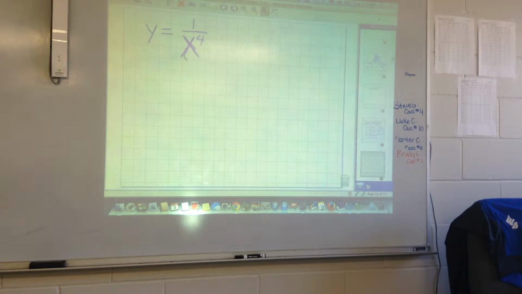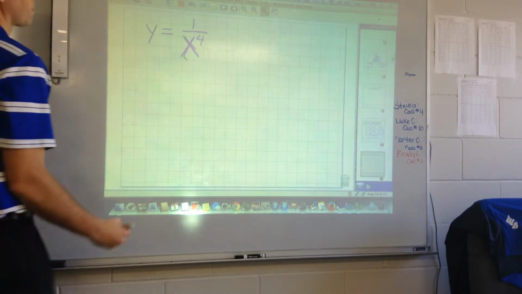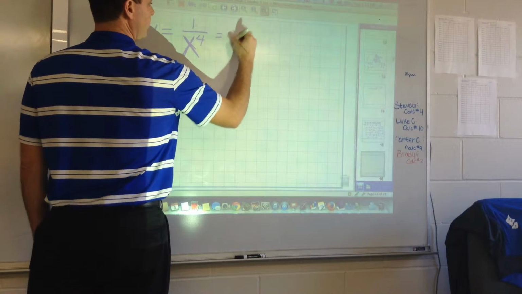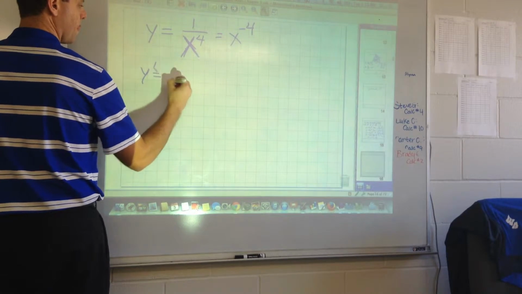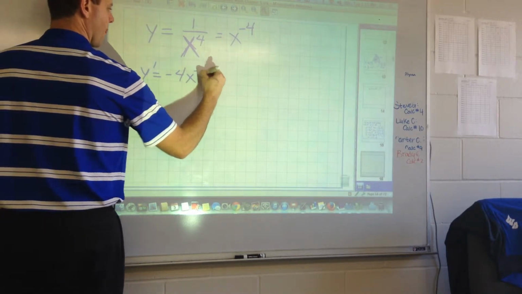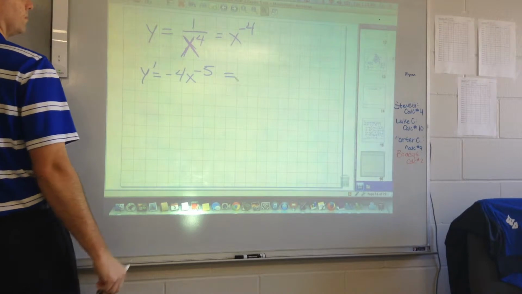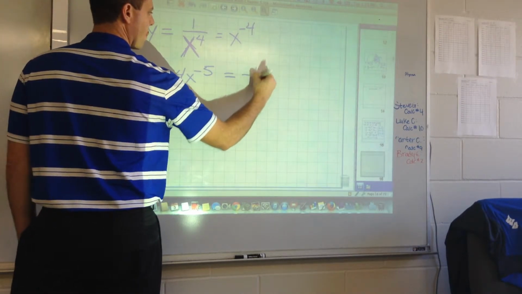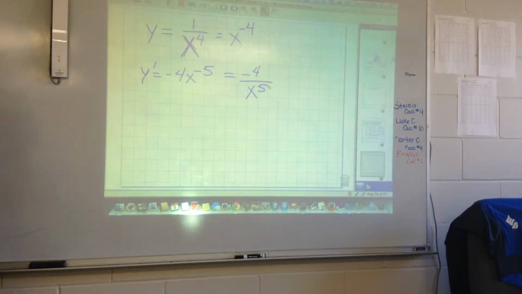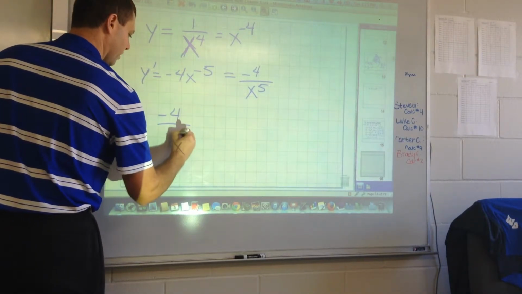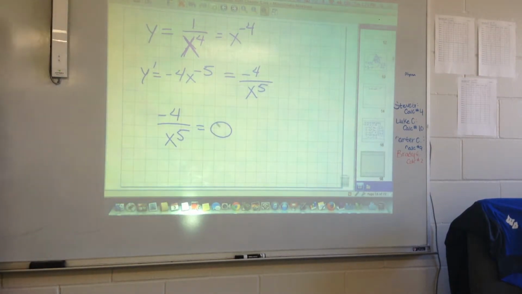So what do we do? Change it to x to the negative 4th. Product rule. Alright, derivative, then negative 4x to the negative 5th. Change forms: negative 4 over x to the 5th. Set it equal to 0, because I want to know when the slope of the graph is equal to 0. So negative 4 over x to the 5th equals 0.